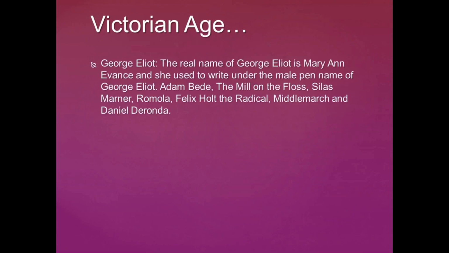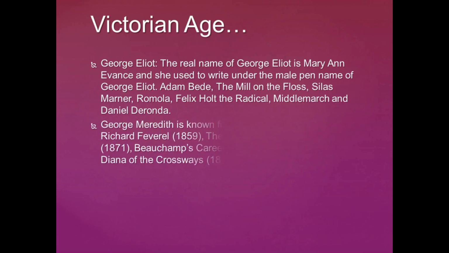Following this in the Victorian age, we have another novelist called George Eliot. The actual and real name of George Eliot is Mary Ann Evans, and she used the pen name George Eliot to write under a male name because of the Victorian age and the support that was given to male writers. Adam Bede, The Mill on the Floss, Silas Marner, Romola, Felix Holt the Radical, Middlemarch, and Daniel Deronda are beautiful novels written by George Eliot.